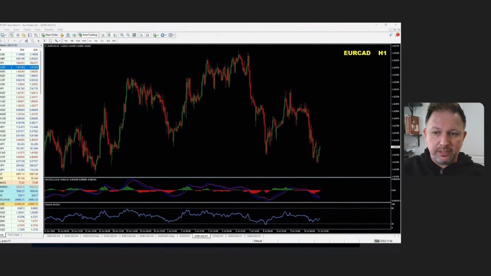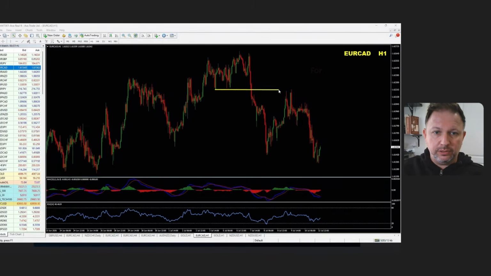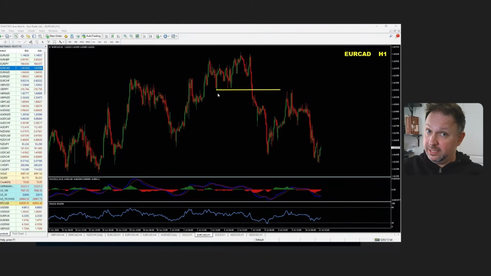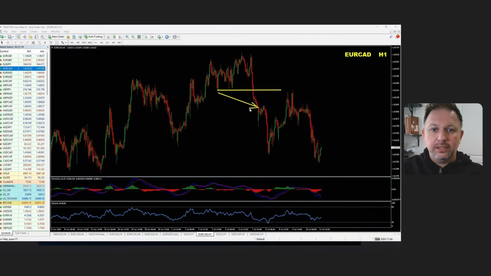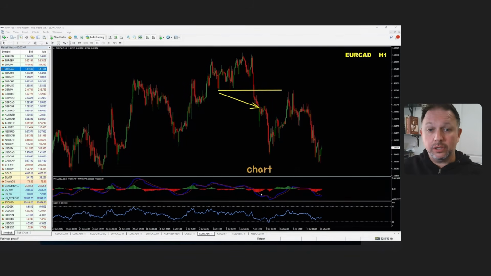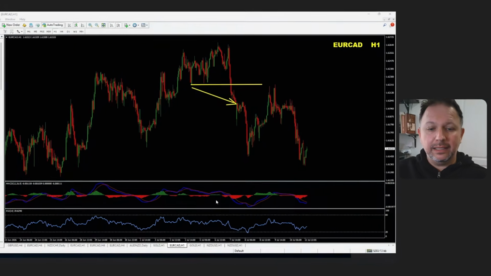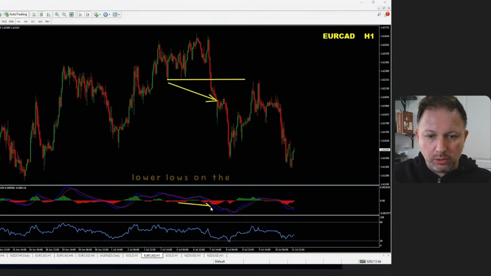So once we found these conditions, we are waiting for the recent low to be broken, as this is the last high. Then you are looking for lower lows on the chart, and here is a trick. I love to combine that also with lower lows on the MACD.